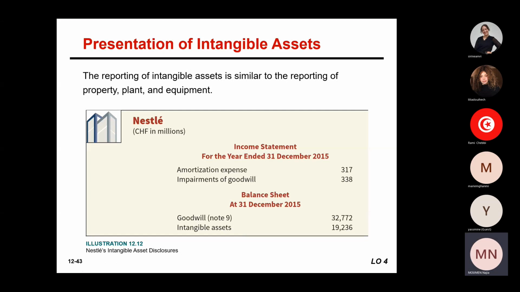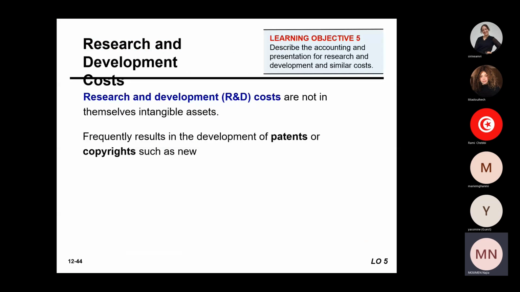So again, the common way is to provide all the details regarding all the intangibles in the balance sheet and also their amortization within the income statement. If we don't do so, we should immediately report that information in the notes disclosure. So that's all about the presentation. It's not really a big issue.